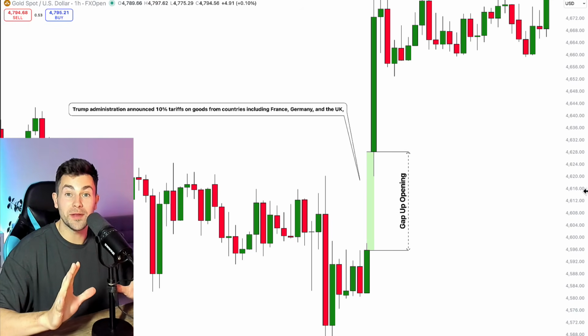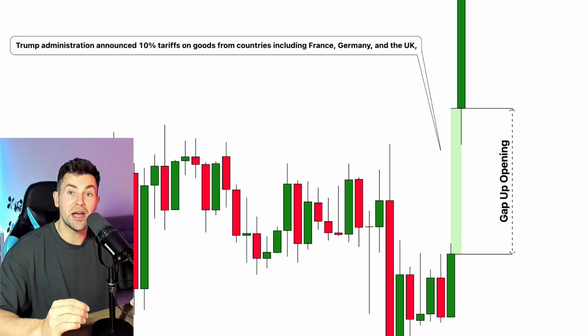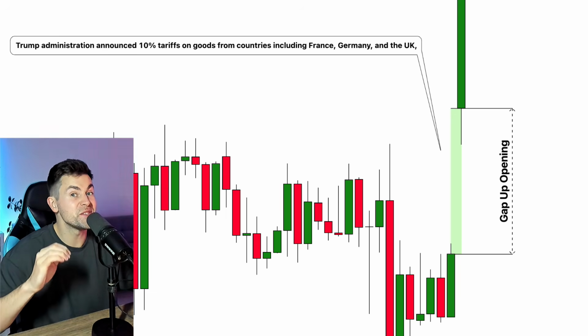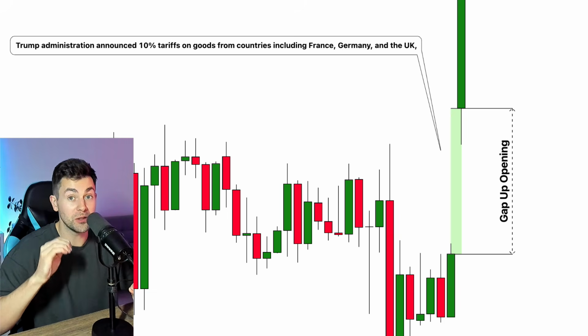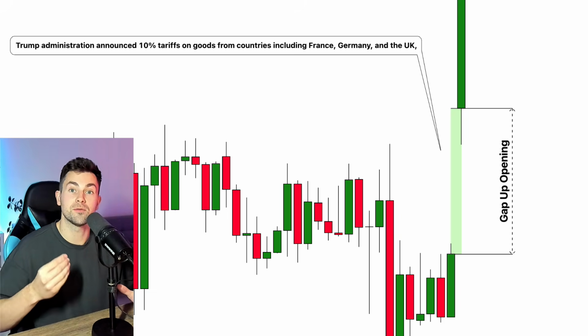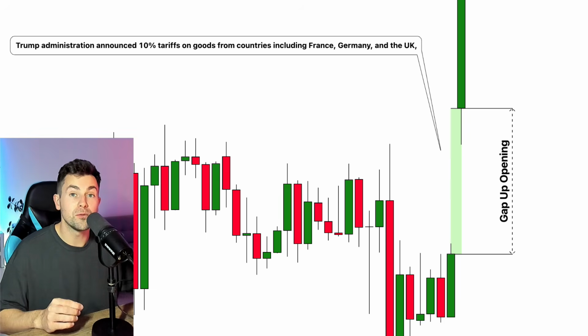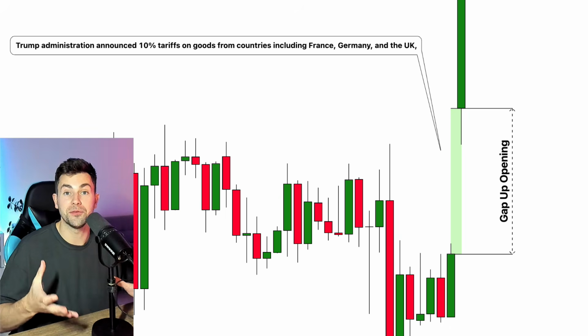That's the example of a gap up opening on gold. It was formed because of the announcement of Trump on Sunday when the market was closed. He announced 10% tariffs on goods and services from Europe and the UK, and gold priced in this news, forming a gap up after the opening.